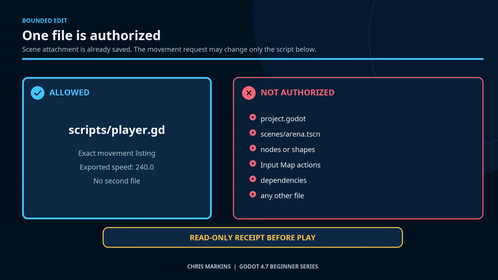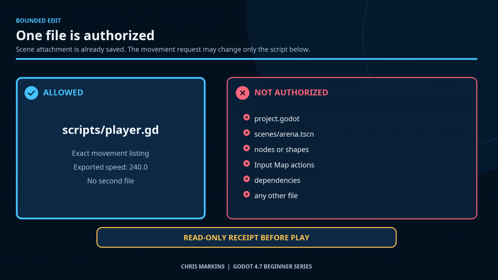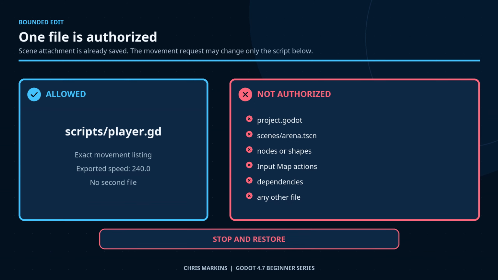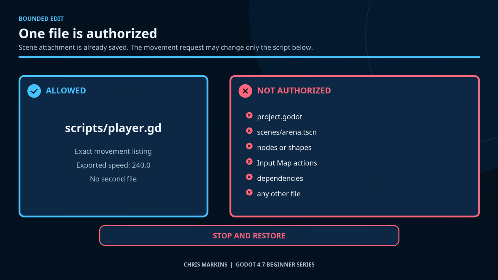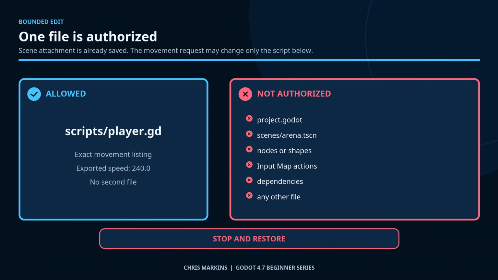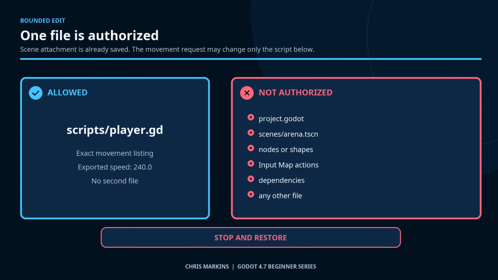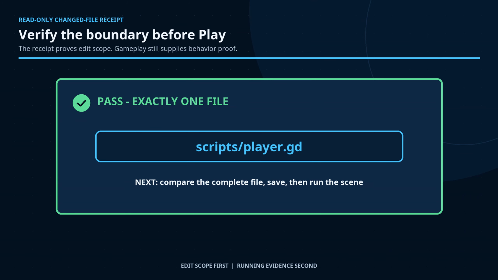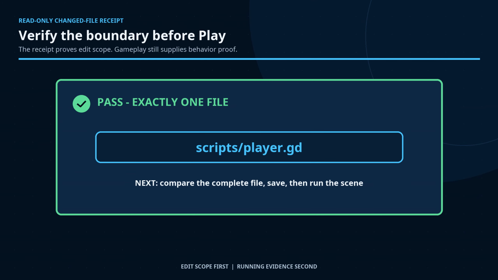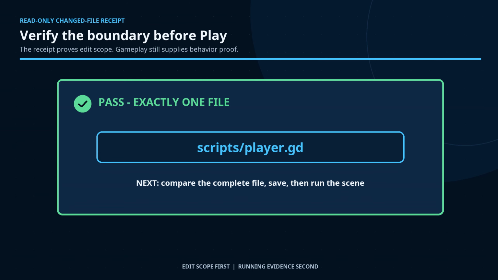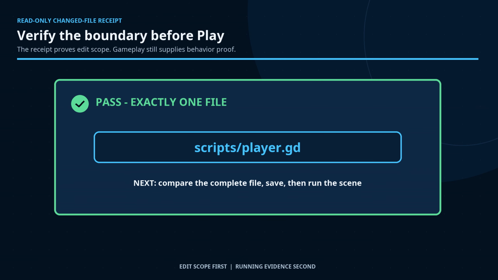It names the 4 existing actions, Input.get_vector, move_and_slide, and an exported speed of 240.0. It forbids scene, node, action, dependency, and other file changes. The acceptance test is for direction movement, normalized diagonal input, and wall containment.